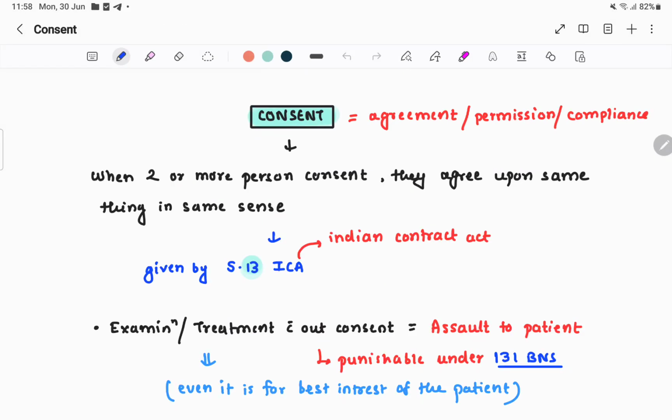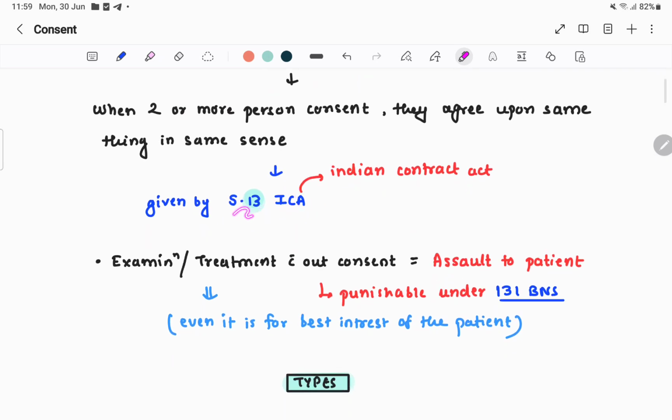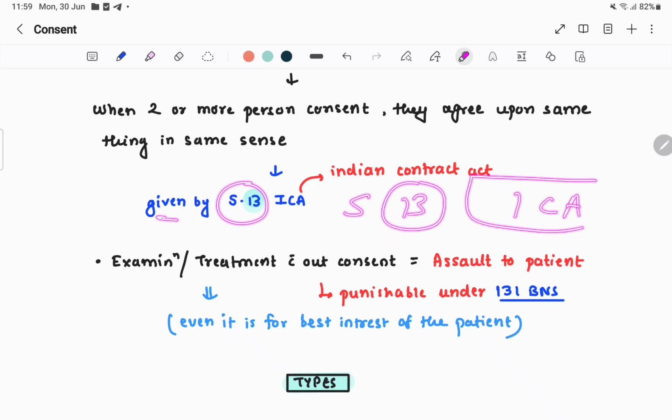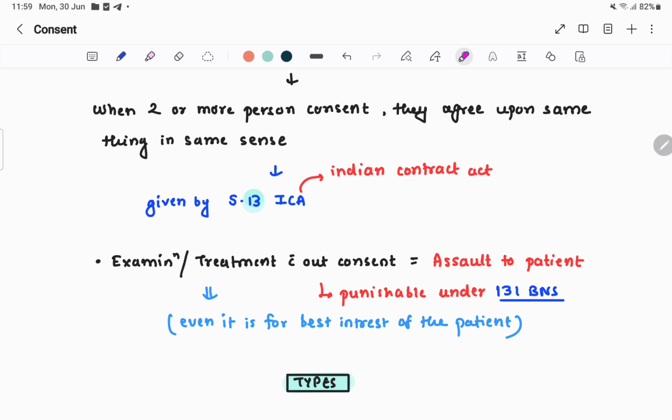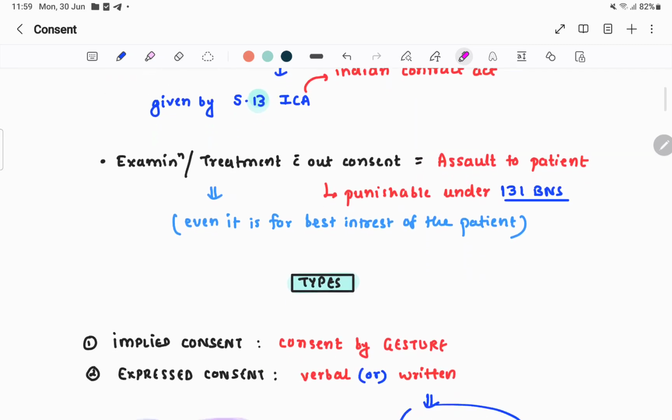Now let's talk about consent. What is consent? Consent is basically an agreement, a permission or compliance: APC. When two or more persons consent, they agree upon the same thing in the same sense. If persons A and B are consenting, they are agreeing. It's given by Section 13 of the Indian Contract Act, which governs consent.